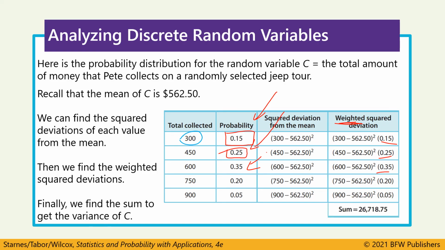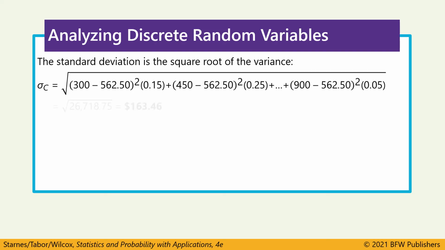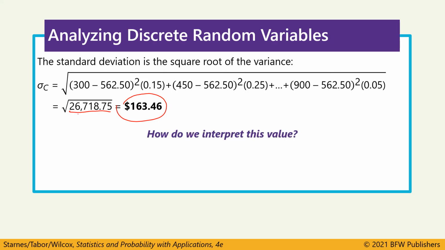Add all those up. That's going to give us the variance. So the sum of all these squared deviations weighted by their probabilities is $26,718.75. That's the variance. And to find standard deviation from the variance, we're just going to square root it. So we square root the sum of all those values that we had gotten on that previous table there. And our answer for the standard deviation is $163.46.